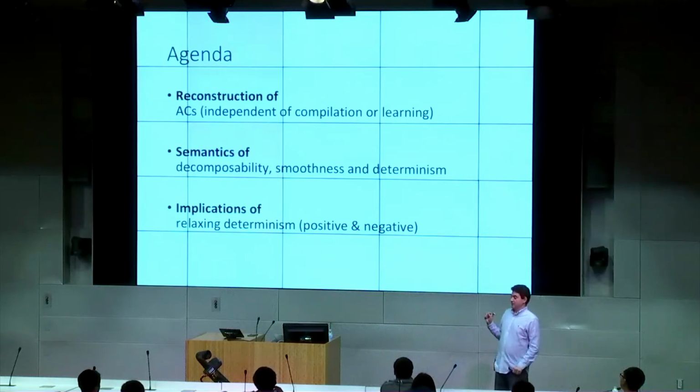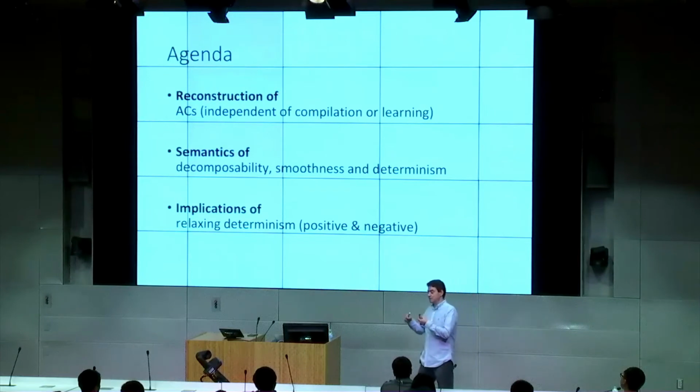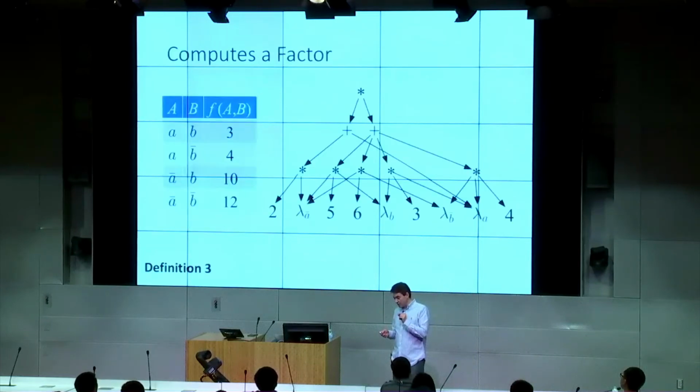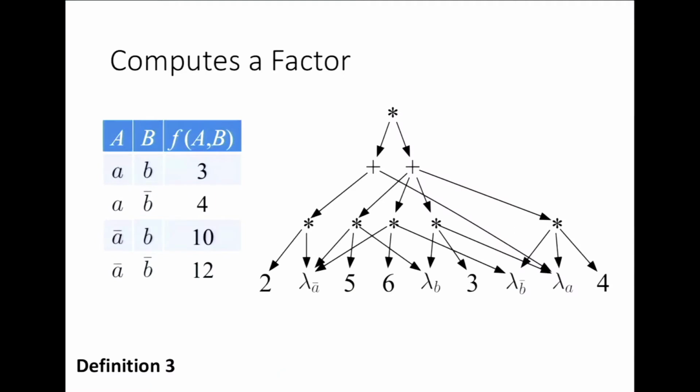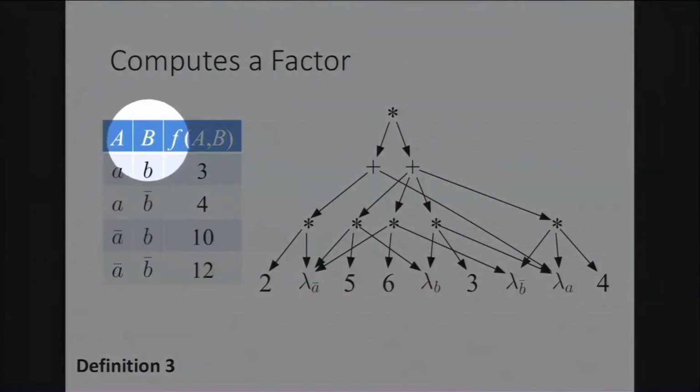The key to this new reconstruction that is independent of either compilation or learning is the following definition. We will understand an arithmetic circuit as representing a factor. You guys know what a factor is, right? You have a set of variables, all instantiations, and then numbers. It doesn't have to be a distribution, just numbers, right? Now I'm going to talk about circuits, and the reference is a factor, okay?